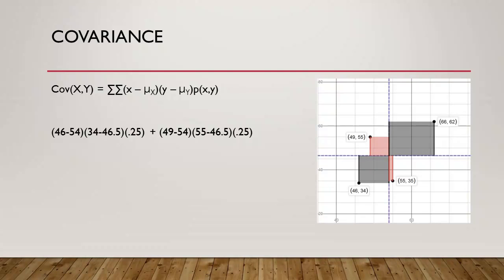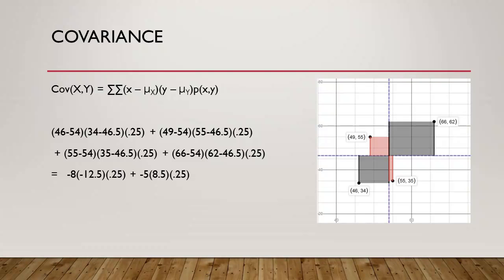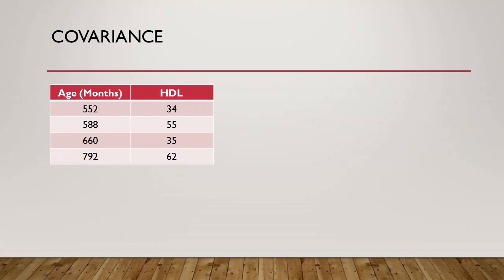So if I do the math there, you notice that I had 4 numbers, so the likelihood of each number was 25%. So then I multiply all those numbers together, and I get a value of 58. So I have a covariance of 58.